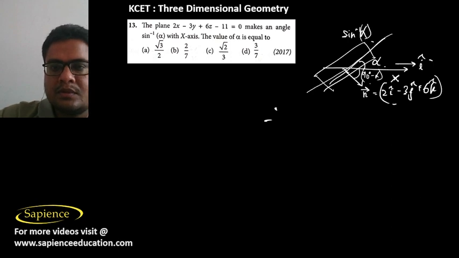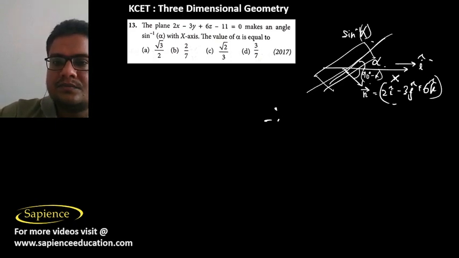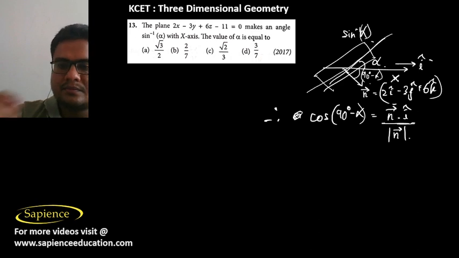So we have to find the value of this alpha. So I can say that cos (90 degree minus alpha) will be equal to n vector dot i cap divided by the magnitude of n vector.